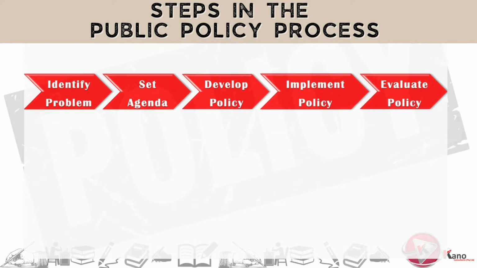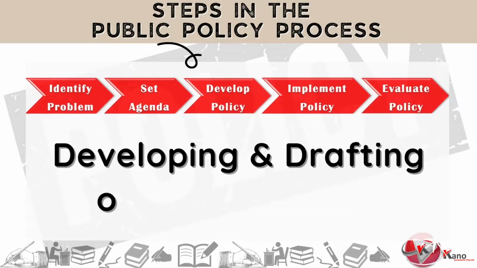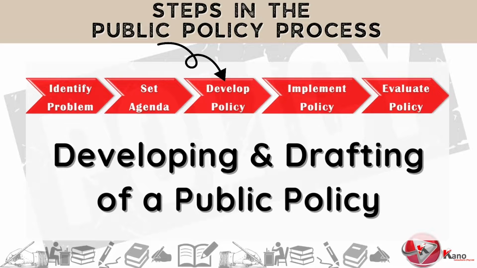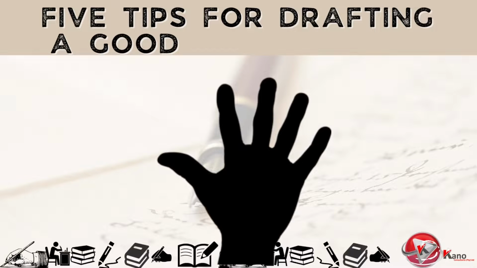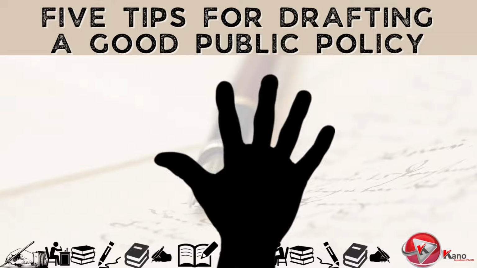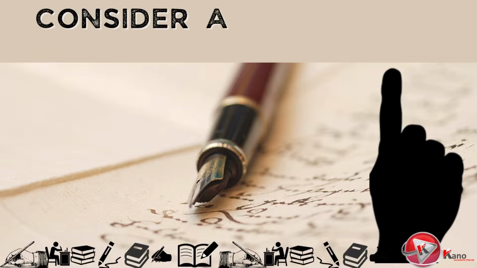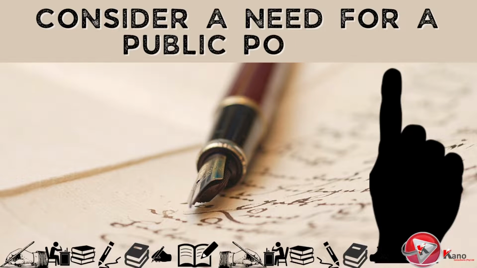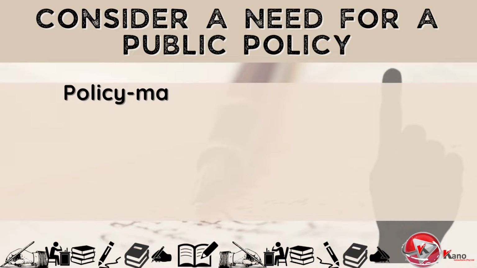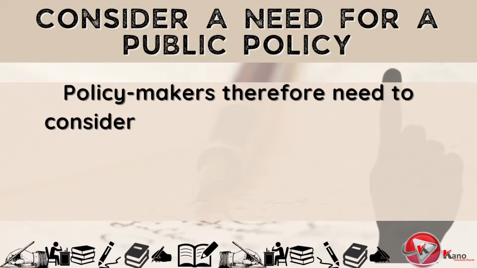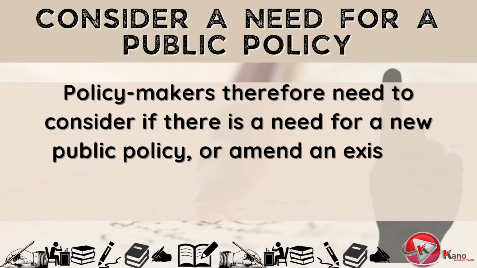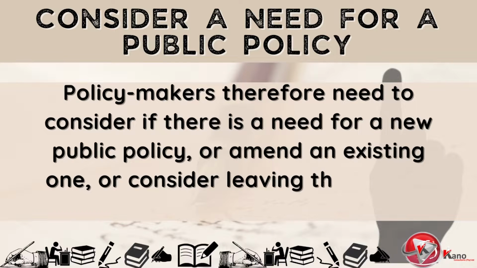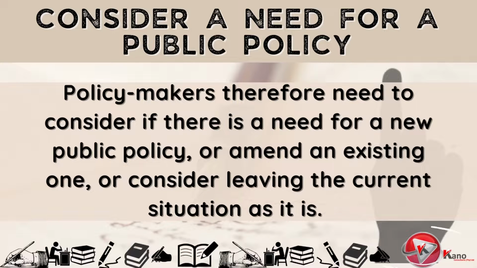In this video, we will focus on developing and drafting of a public policy. Let's start by providing our 5 tips for drafting an effective public policy. Firstly, policymakers need to determine whether there is a need for a public policy. Policymakers therefore need to consider if there is a need for a new public policy, or amend an existing one, or consider leaving the current situation as it is.